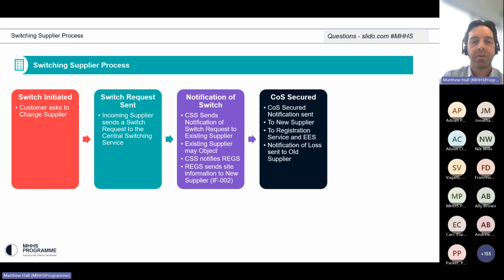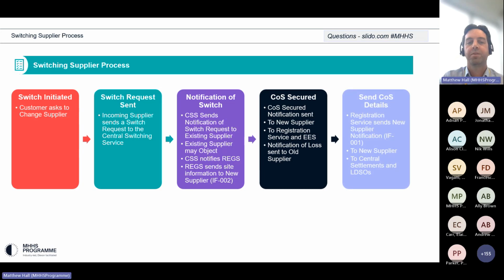After the objection window is closed, and assuming no valid objection has been received, a cost secured notification will be sent. That will be sent to the new supplier, to the registration service and EES, and a notification of loss would be sent to the old supplier by CSS.